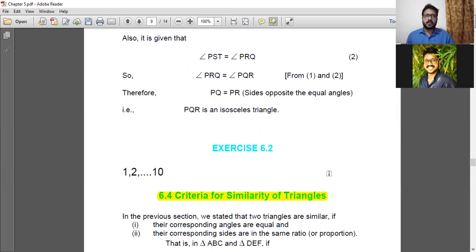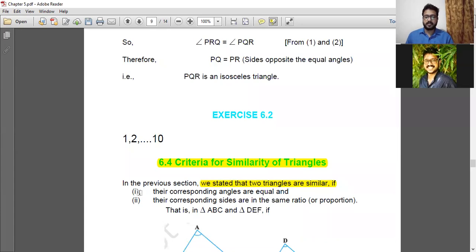In our last section we have stated that there are two conditions for two triangles to be similar. First condition, their corresponding angles are equal. That is the first condition. Now look at the second condition. Their corresponding sides are in the same ratio or proportion.